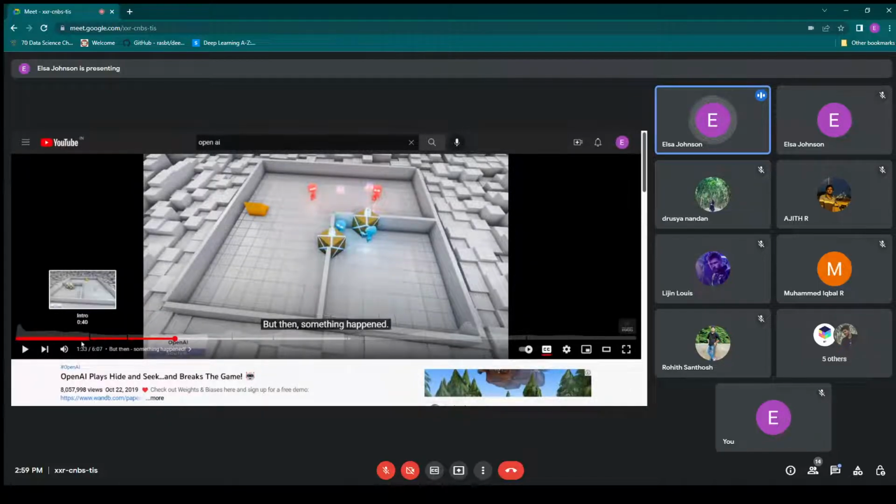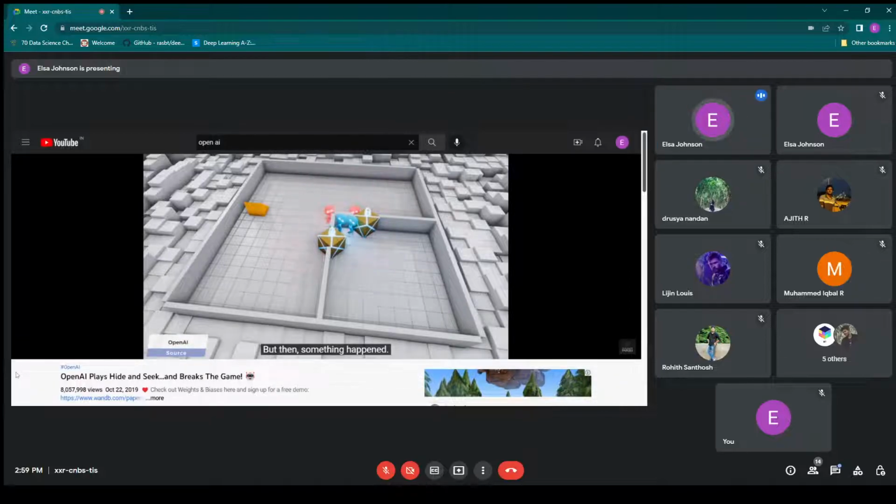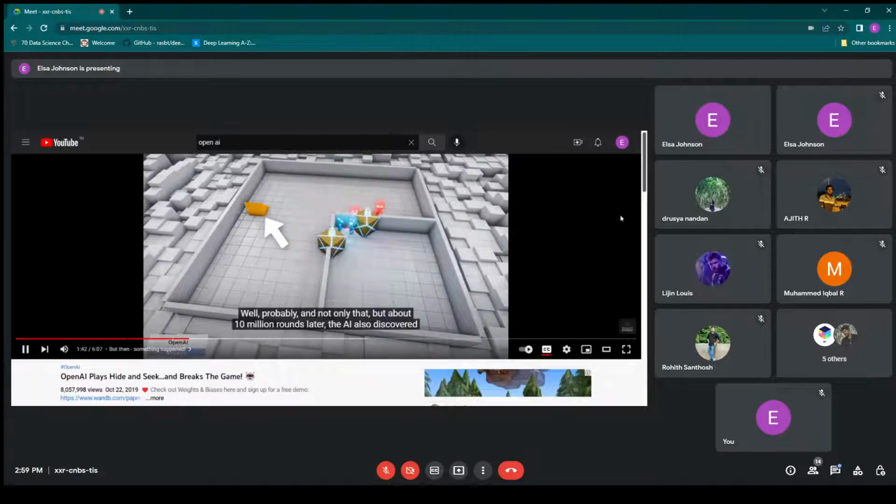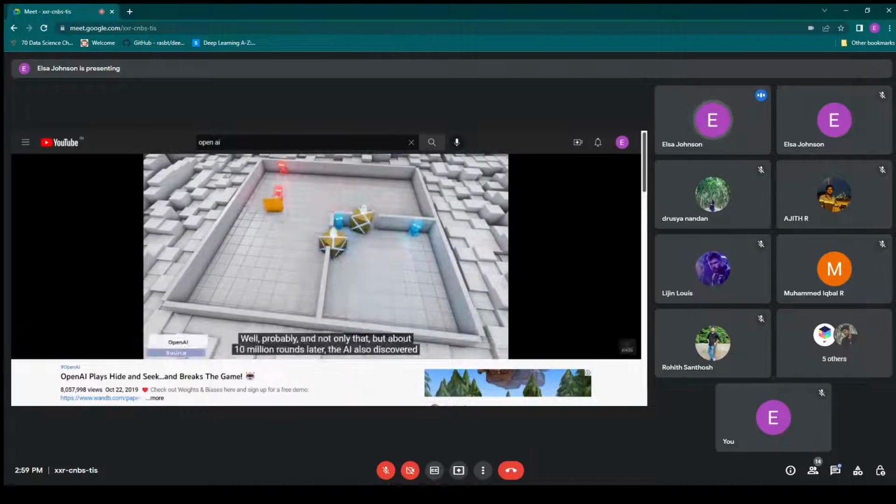Okay, something weird happened now. You see how the seekers then work. Okay. But then something happened. Did you notice this pointy, doorstop shaped object? Are you thinking what I'm thinking? Well, probably. And not only that, but about 10 million rounds later, the AI also discovered that it can be pushed near a wall and be used as a ramp, and ta-da! Got him. The seeker started winning more again. So, the ball is now back on the court of the hiders. Can you defend this? If so, how?